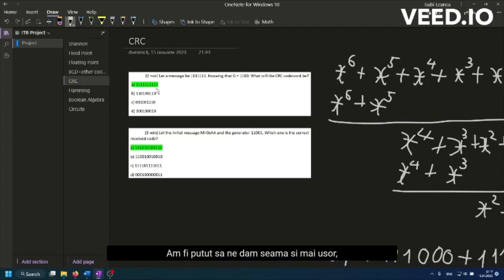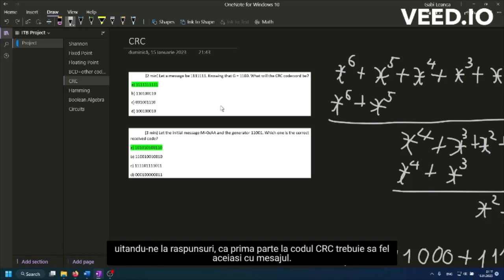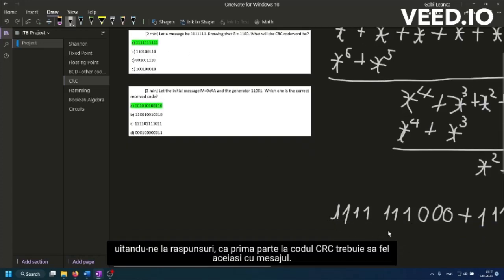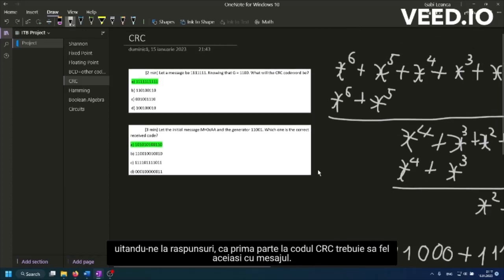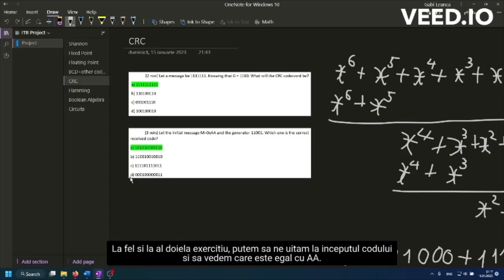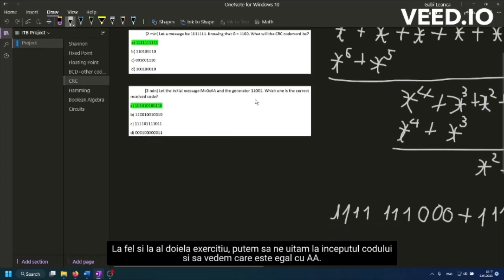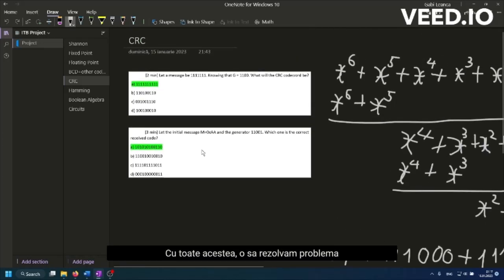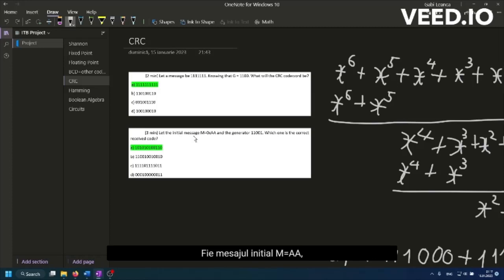We could have figured out more easily, looking at the answers, that the first part of the CRC code should be the same. But we have calculated it nonetheless. Same for the second problem. We could look at the beginning of the code word and see which one is equal to AA. Nonetheless, we will solve the problem completely. So let the initial message M equal AA and the generator 11001. Which one is the correct received code?